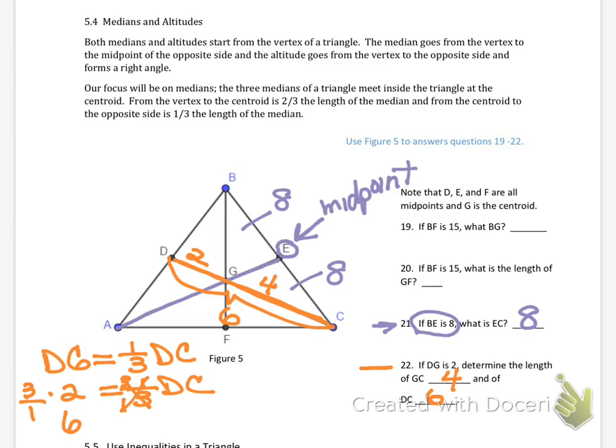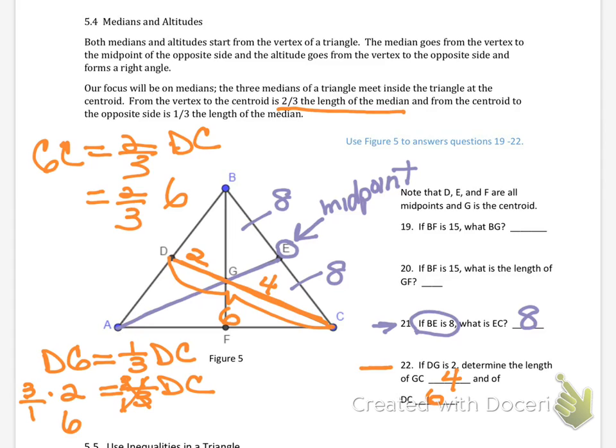Well, first I figured out that DC was 6. So GC equals 2/3, right? 2/3 of the entire piece of DC. Since I know that DC was 6 from the previous question, then GC has to be 6 times 2/3. Those can cancel to get a 2. 2 times 2 is 4. And I can get that 4 that way as well. So you have a lot of relationships.